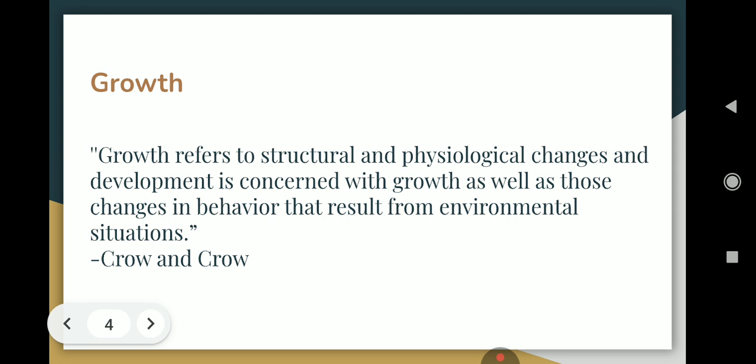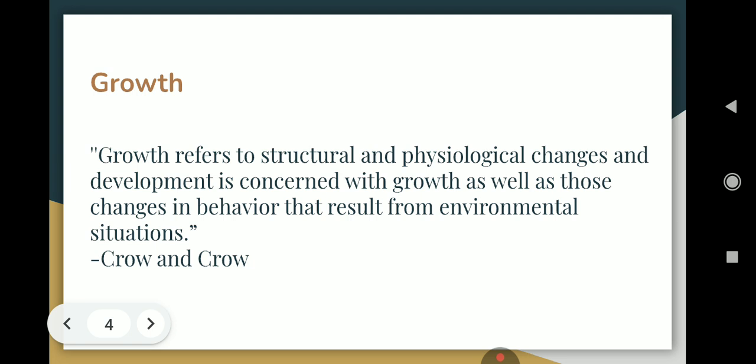Physiological changes relate to the body's physical functioning, anything related to your physical functioning. It could be internal or external changes. For example, an increase in your height, weight, or the growth of internal organs like the heart. All these are quantitative changes that can be measured.